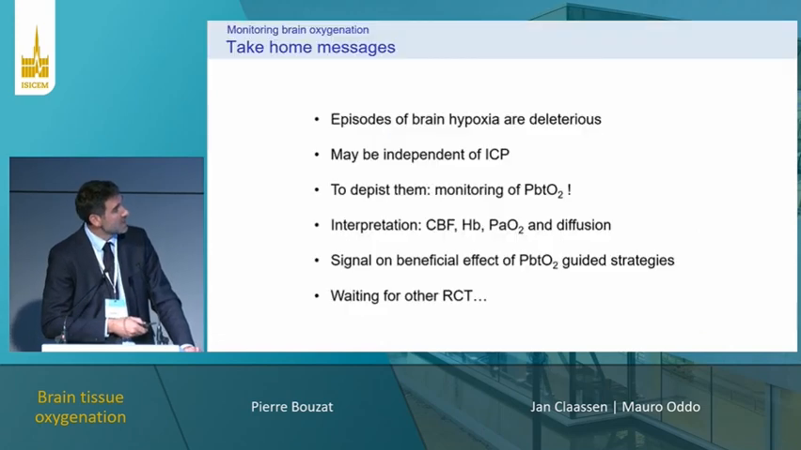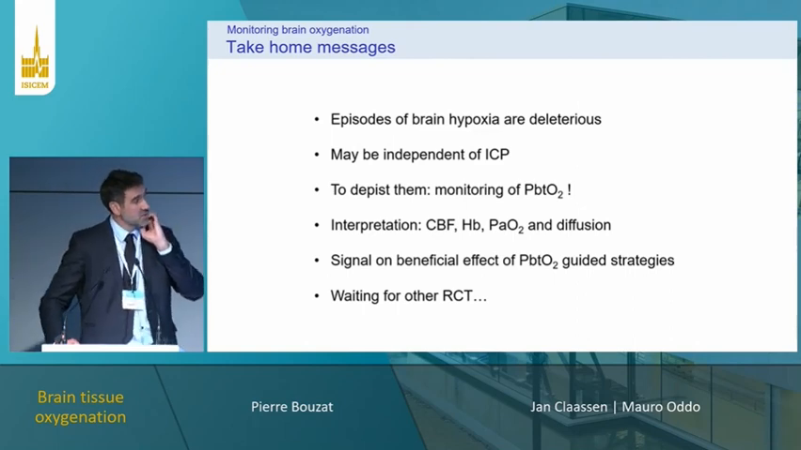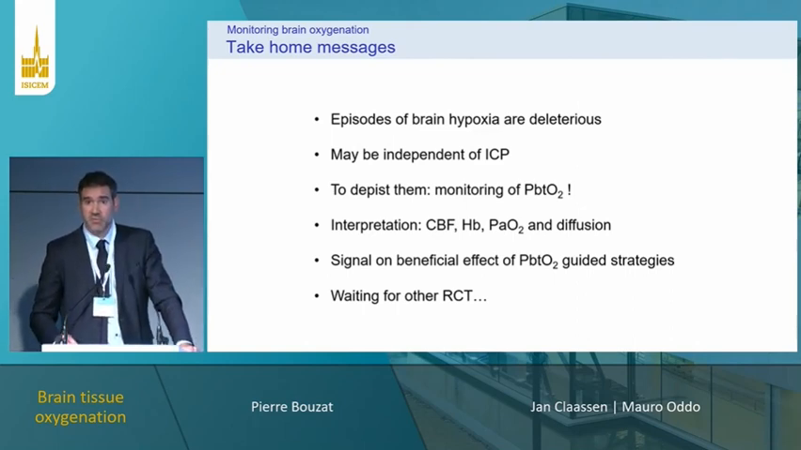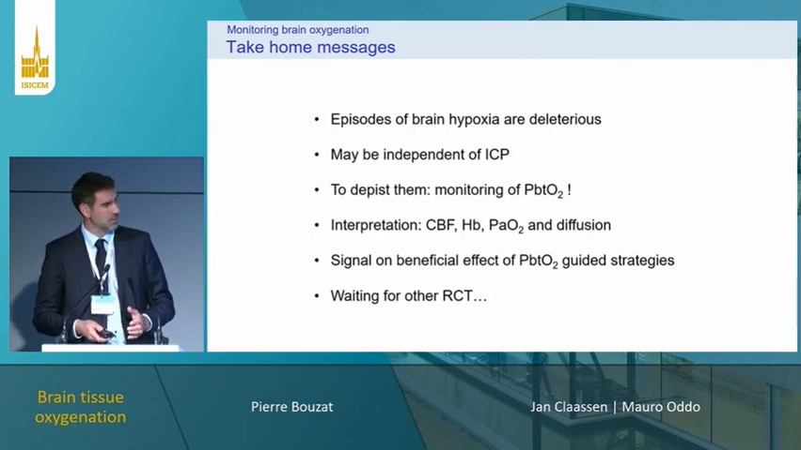So here is my take-home message. Episodes of brain hypoxia are deleterious. It may be independent of ICP. We call that silent hypoxia. To detect brain hypoxia, you have to monitor brain PbtO2. You have to put a sensor inside the patient if you want to detect it. The interpretation is quite complex. It depends on CBF, hemoglobin, PaO2, and diffusion. And there was a signal of a beneficial effect of the PbtO2-guided strategy that should be confirmed by ongoing RCTs.